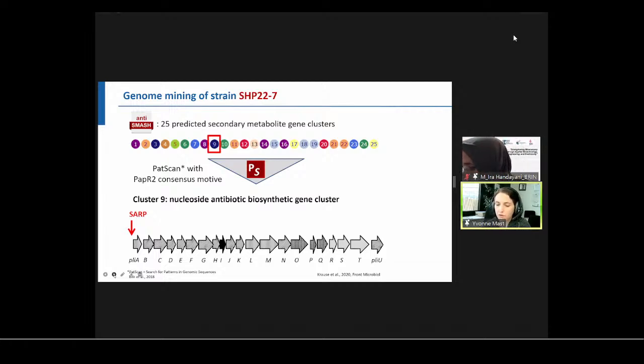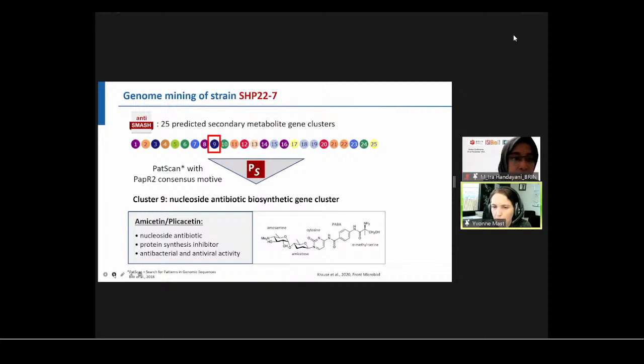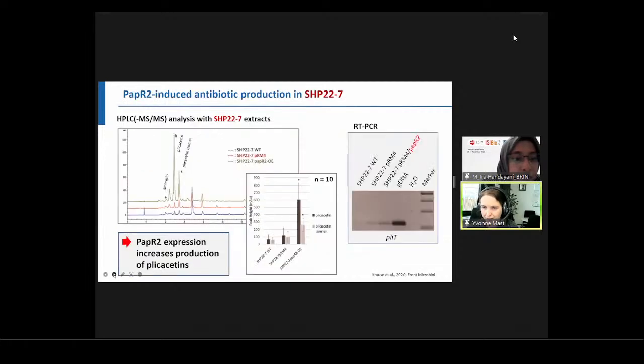They act as protein synthesis inhibitors with quite good bioactivities. And only when we knew that, then we went into the lab and checked by HPLC analysis what the product of this strain really is. This should be shown in the next slide, hopefully in a few seconds.